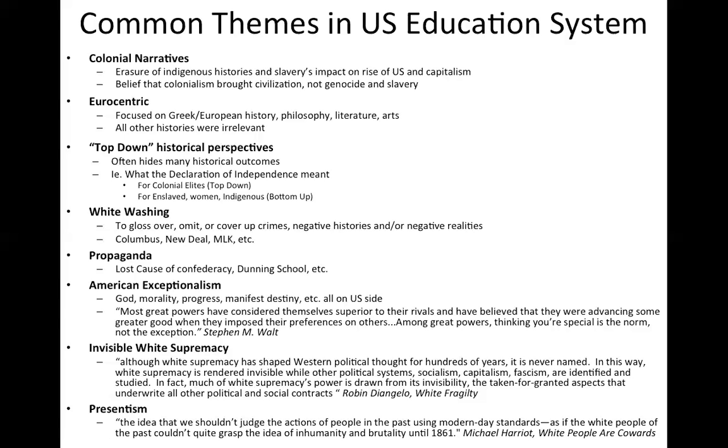And the problem with white supremacy, even though this has been a dominating system in our world since probably the 1400s, is we don't talk about it at all. So Robin DiAngelo writes, although white supremacy has shaped Western political thought for hundreds of years, it's never named. In this way, white supremacy is rendered invisible while other political systems, socialism, capitalism, fascism, are identified and studied. In fact, much of white supremacy's power is drawn from this invisibility, the taken for granted aspects that underwrite all of our political and social contracts.